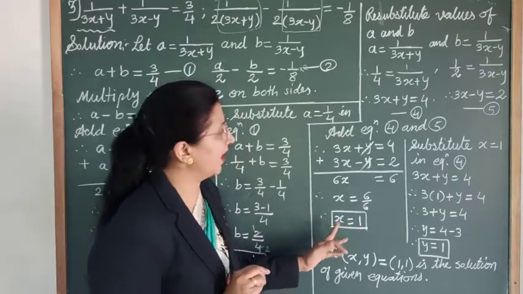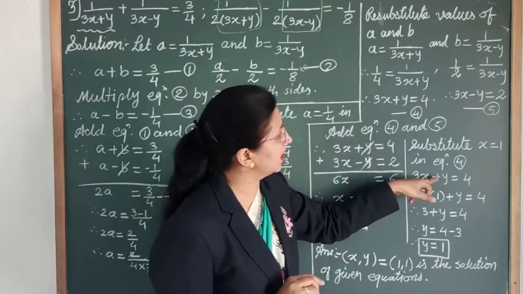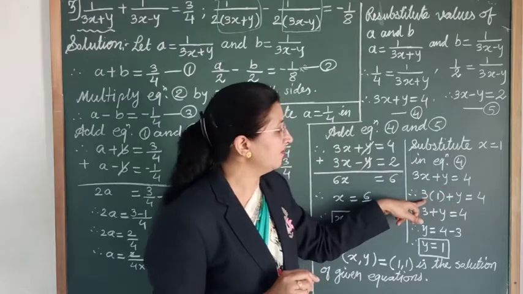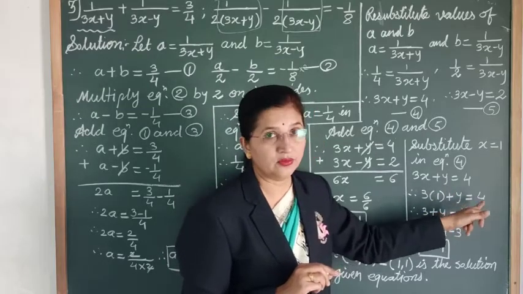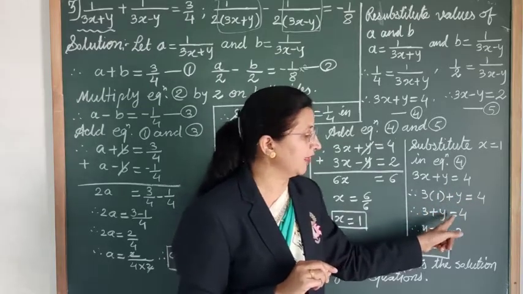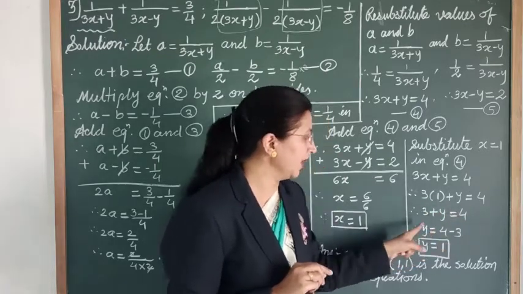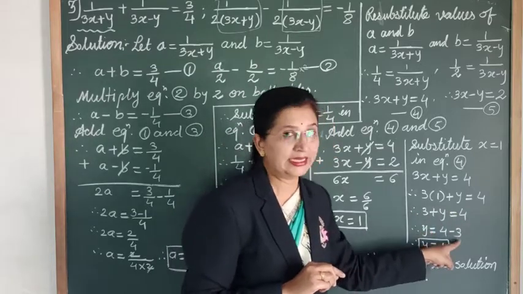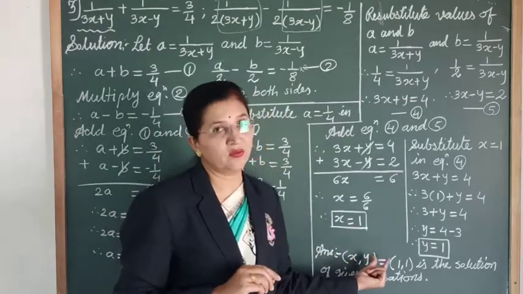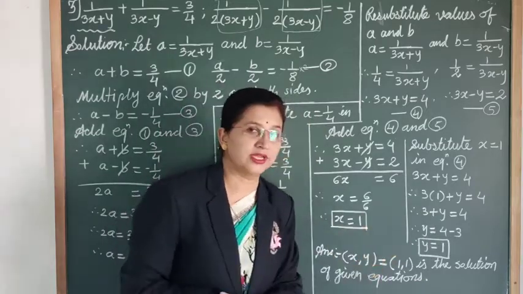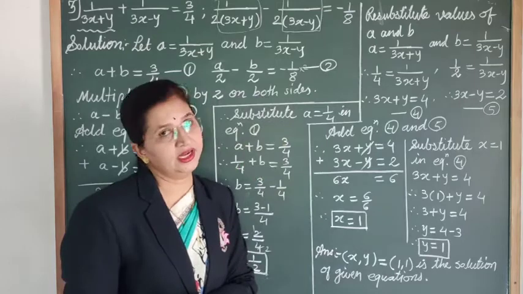Let's put this value of x in equation number 4. What is our equation number 4? That is 3x plus y is equal to 4. The value of x we got is 1. 3 into 1 plus y is equal to 4. 3 ones are 3 plus y is equal to 4. So y is equal to 4 minus 3, that is y is equal to 1. So in this way we got the values of x and y as 1 and 1. So dear students, let's write the final answer. That is 1 and 1 is the solution of the given equations.